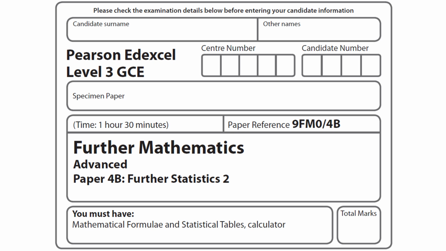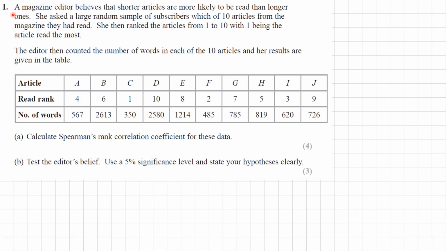This is a walkthrough of an A-level Further Mathematics, Further Statistics 2 paper. Question number 1. A magazine editor believes that shorter articles are more likely to be read than longer ones. She asked a large random sample of subscribers which of the 10 articles from the magazine they had read.